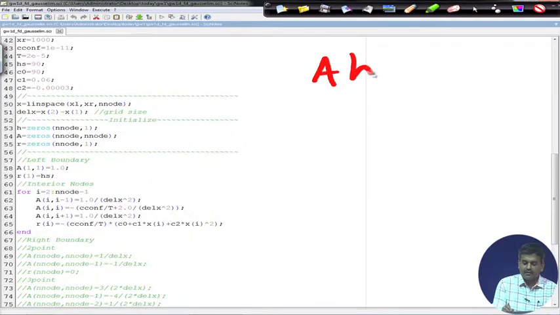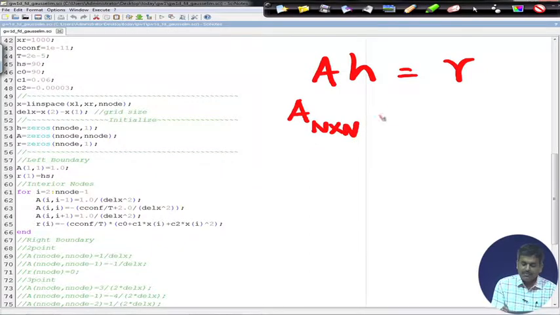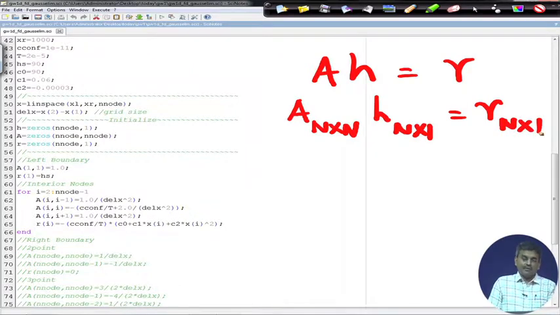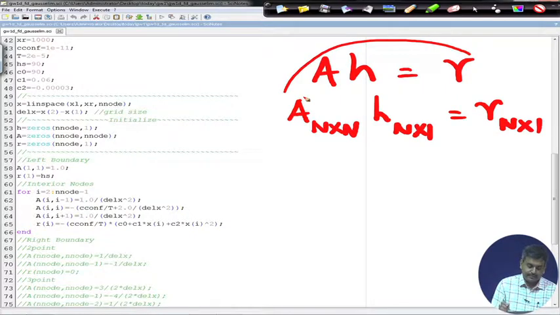Now, we need to define this structure A H equals to R. H is our desired value that we should get from this problem. A is n cross n, that means n node cross n node number of elements will be there. H is n cross 1, R is n cross 1. Initially we need to generate these matrices for our problem. So, H equals zeros n node comma 1, A equals zeros n node comma n node, and R is zeros n node comma 1. So, we have initialized these matrices here.